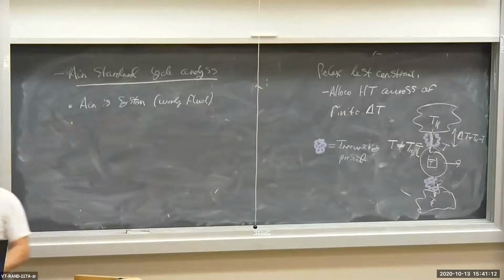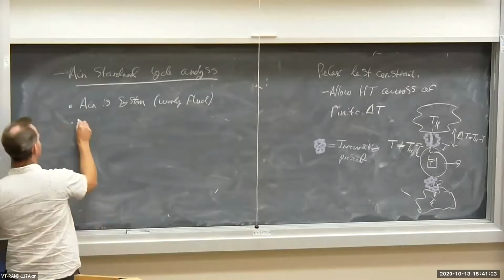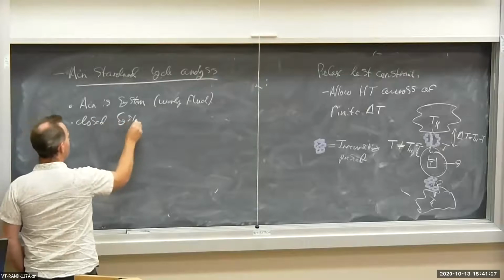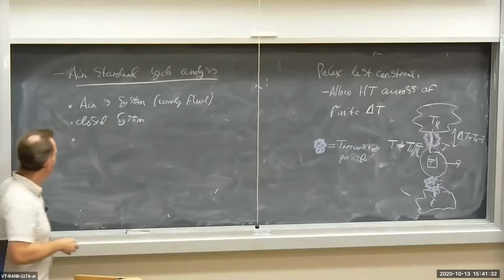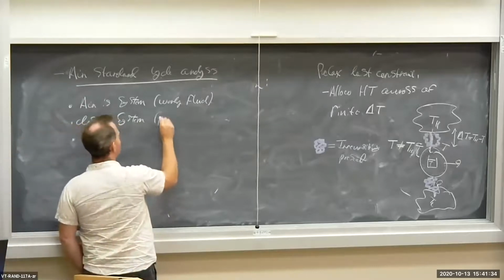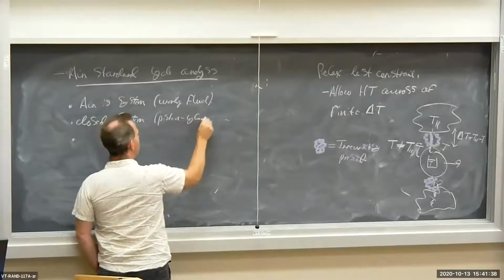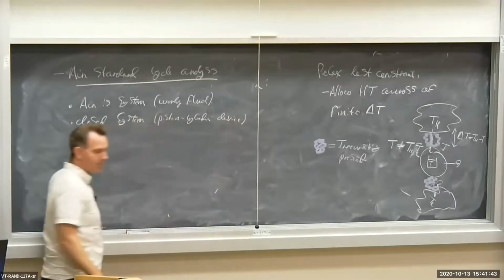Let me make sure I have all these assumptions. There's quite a few, and I don't want to miss any of them. Let's see here. Air is the working fluid. We're going to start off with a closed system. We'll relax this and go to open system cycle analysis in a minute. Closed system, so we're going to start off with a piston cylinder device, okay?